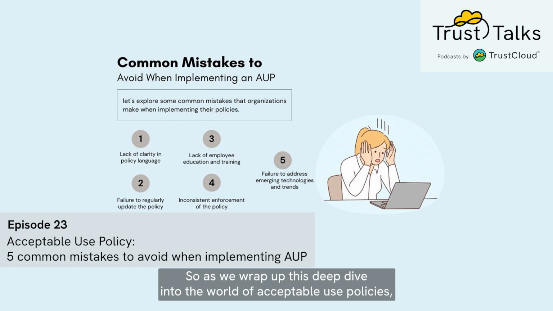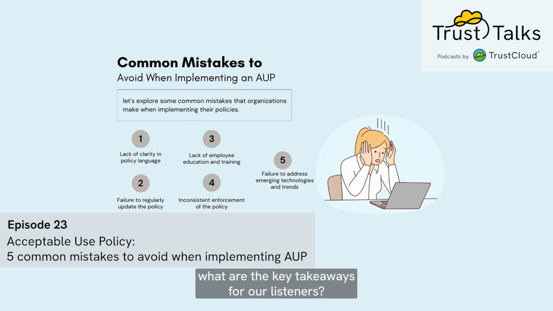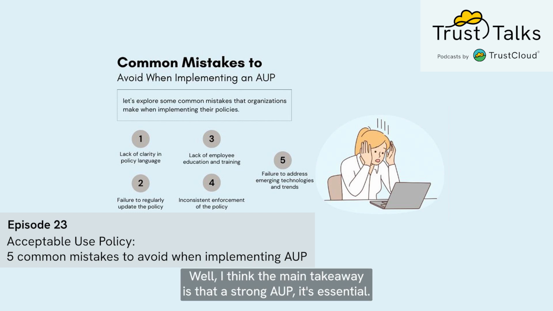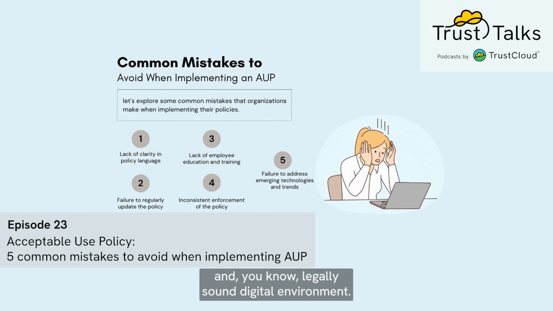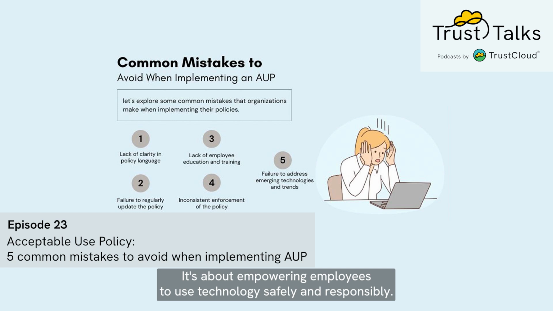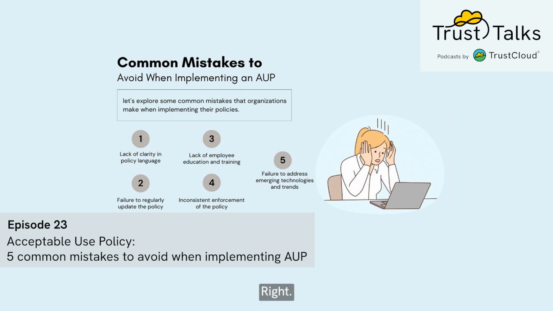Exactly. So, as we wrap up this deep dive into the world of acceptable use policies, what are the key takeaways for our listeners? Well, I think the main takeaway is that a strong AUP is essential. It's the foundation for a secure, productive, and legally sound digital environment. It's not about being restrictive. It's about empowering employees to use technology safely and responsibly, right?